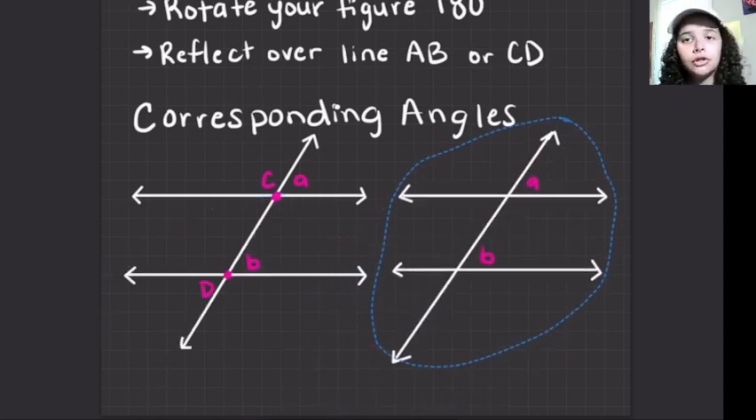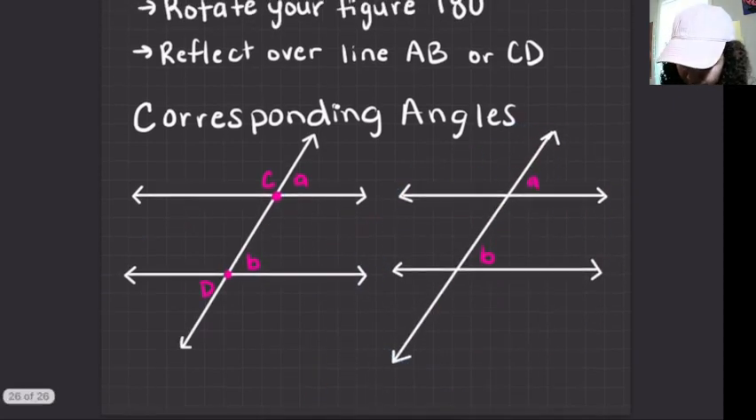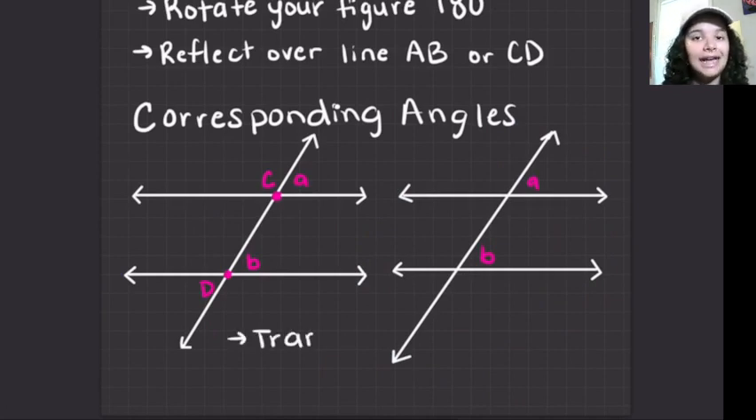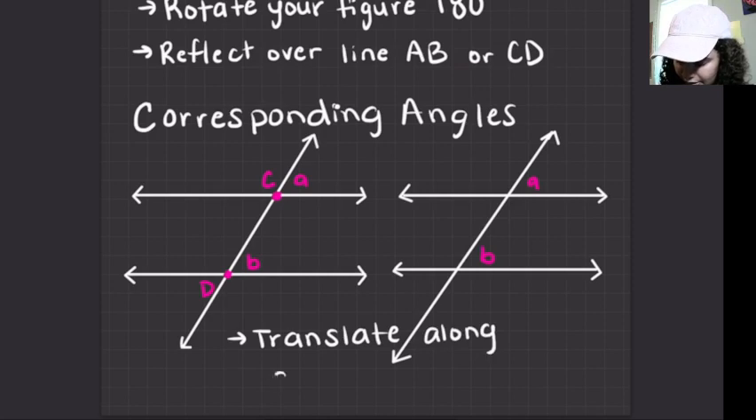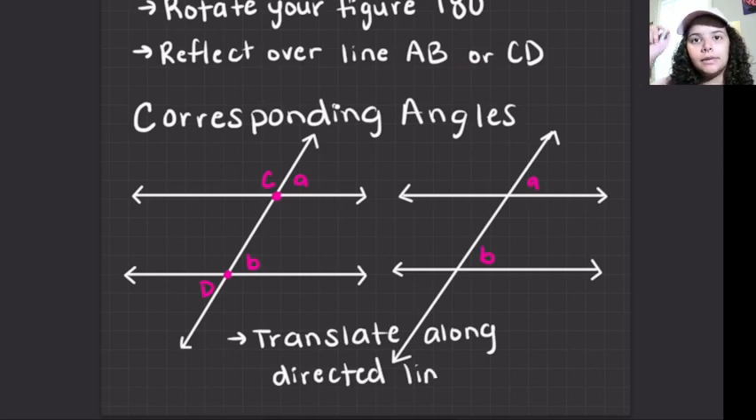Because remember, rigid motions do not change the size or shape of your figure. So if I do a rigid motion on an angle, I'm not changing the size or shape of the angle, which means that they're the same exact measure, okay? So translate along directed line segment, and a directed line segment is just a line segment that has a direction. So if I say directed line segment CD, I'm just saying, okay, I'm going from C to D. That's pretty much it, okay?